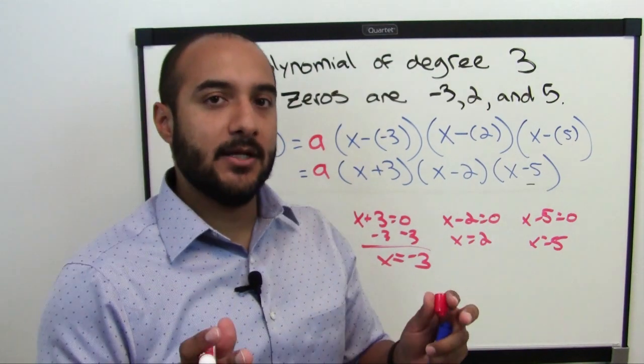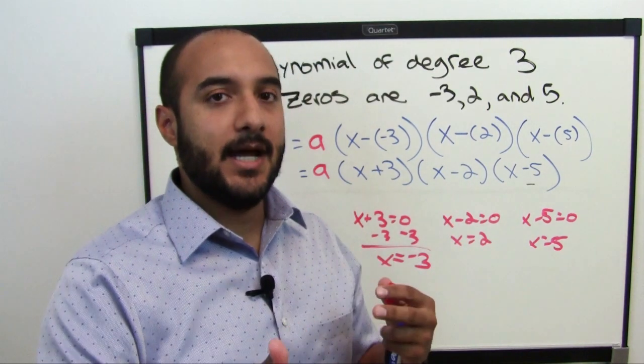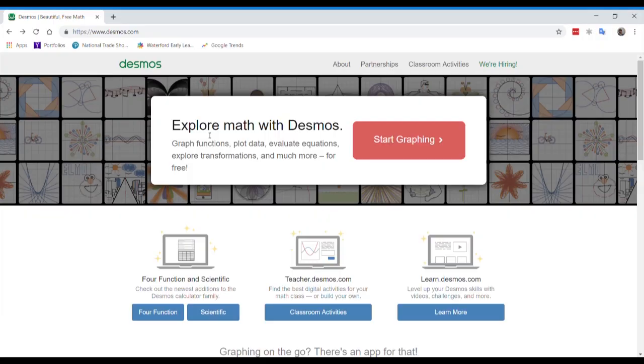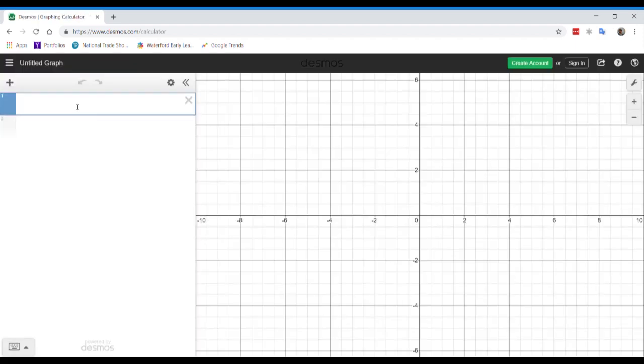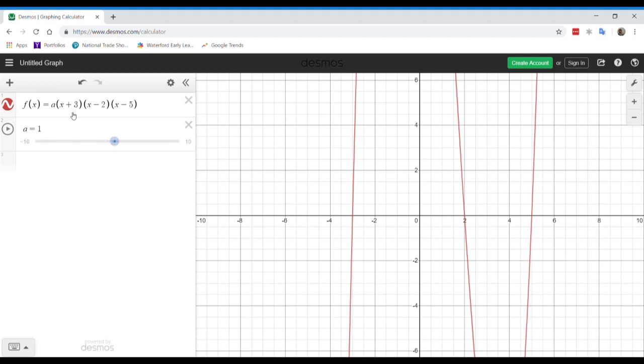As a matter of fact, let's go ahead and take a look at this on Desmos so you can see how that can be manipulated. Okay, so here I am in Desmos.com, and I want to prove to you that that coefficient in the very front, that a, doesn't matter what it is. So I'm going to click on Start Graphing, and let's put in what we had. So we had f of x is equal to, right now I'm going to leave the a, and our answer was x plus 3 times x minus 2 times x minus 5. I'm going to add sliders because that'll let me change the coefficient on the spot.